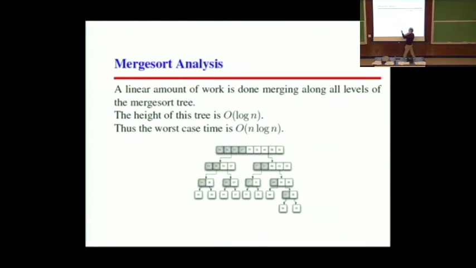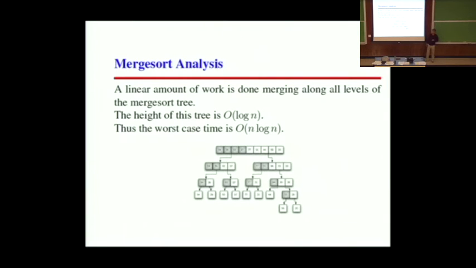What is the total amount of merging being done on any level? Yeah? Since you have to look at every element on the level, it's n still. What I want to claim, and this is the important point, is that if we sum up the work done on every level, it is going to be n amount of work, at most n comparisons.